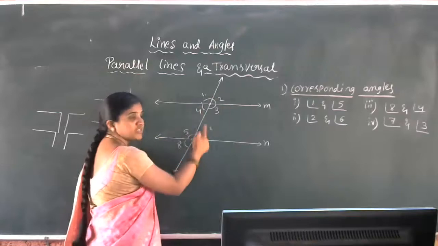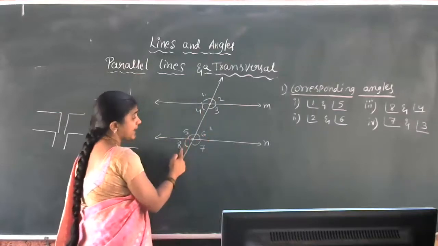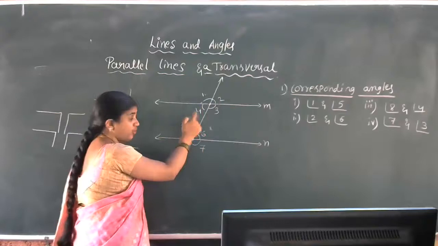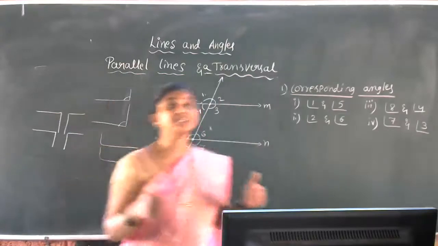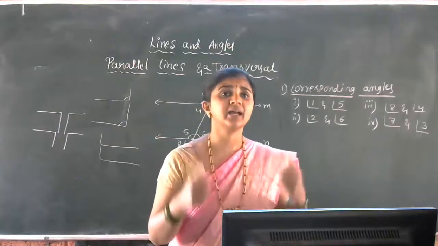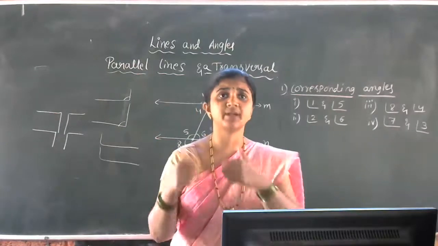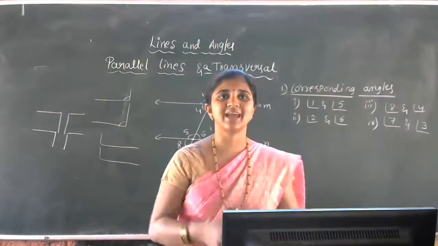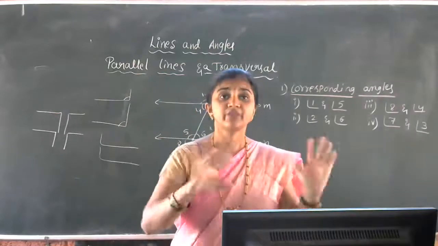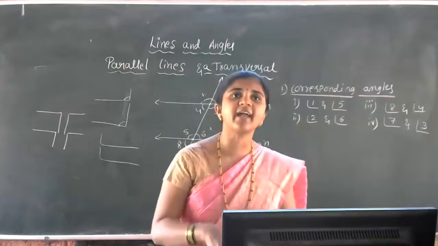Angle 2 is equal to angle 6. Angle 8 is equal to angle 4. Then angle 7 is equal to angle 3. When the lines are parallel, then the pairs of corresponding angles are equal. Or you can give the statement in the reverse order: if the pairs of corresponding angles are equal, then the lines are parallel.